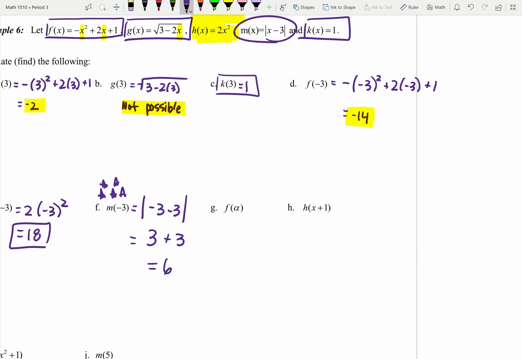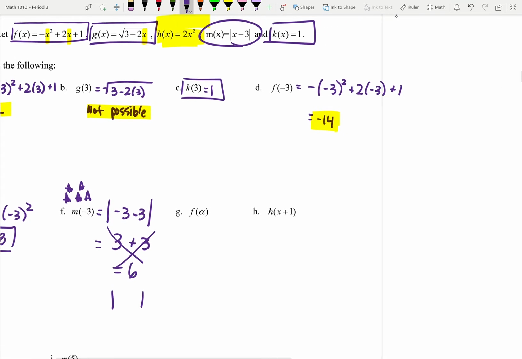And that gives me a 6. That's not how you do it, okay? What you do is, it's like parentheses, order of operations, right? Negative 3 and a negative 3 is a negative 6. Absolute value of negative 6 is a 6. So you get the same answer, but you just got lucky that you got the right answer. It won't always give you the right answer.